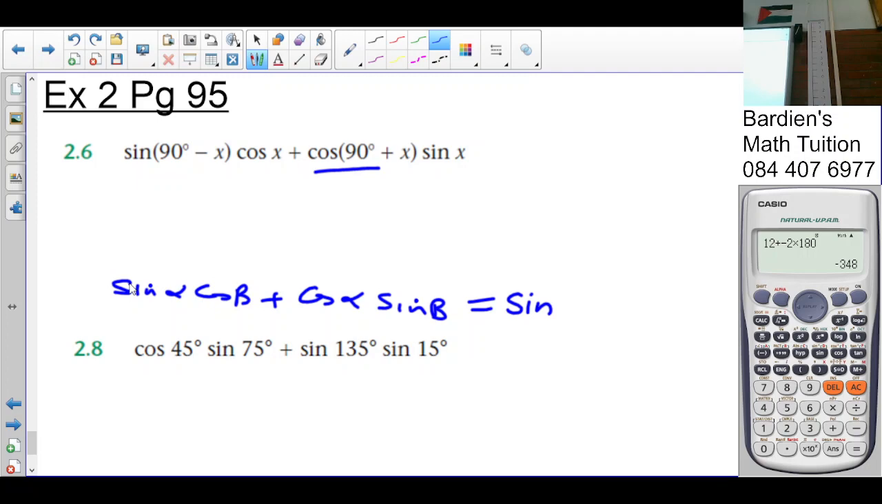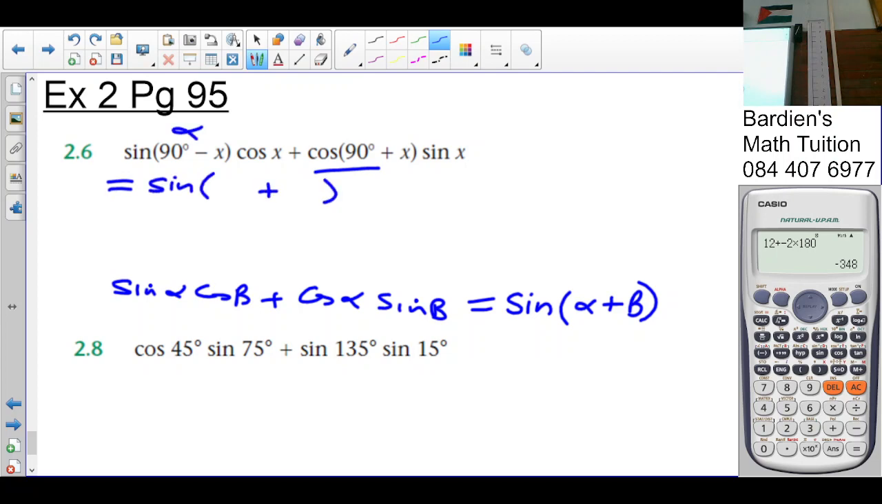You'll see on the formula sheet, you see that formula is there. At the bottom of the formula sheet, there are the sine formulas. Sine compound, cos compound. So which formula is this? This is going to be sine alpha plus beta. You all agree with that? So this here, you've got alpha, so this is sine alpha plus beta.